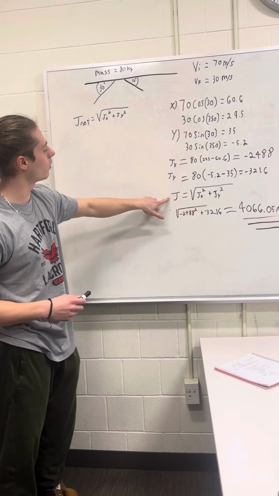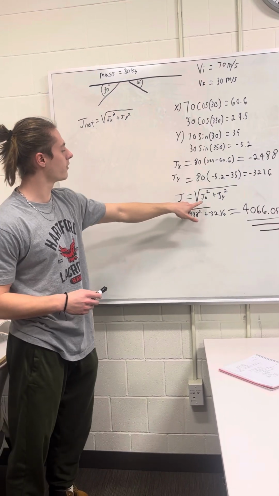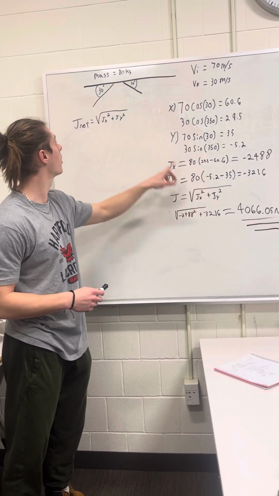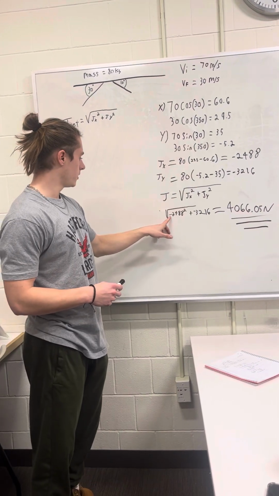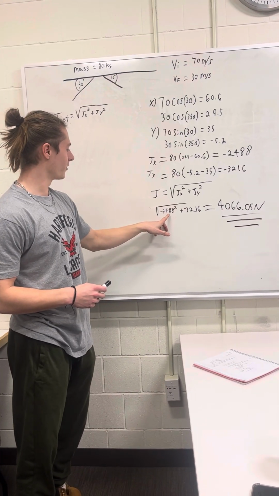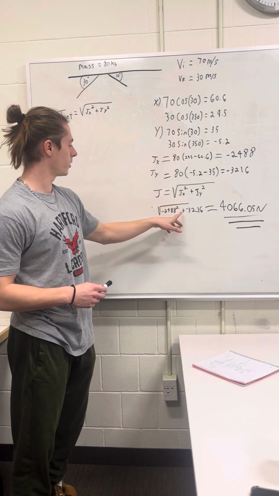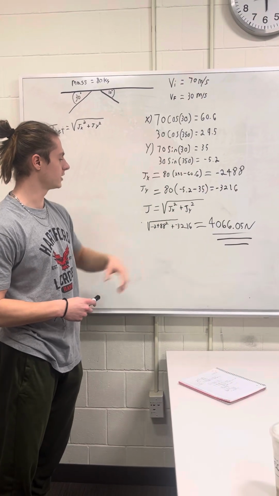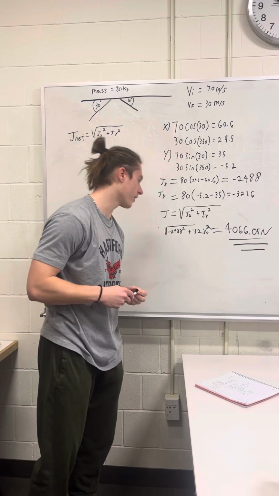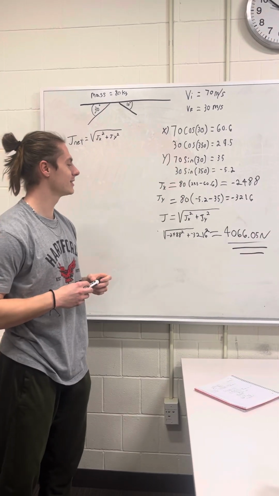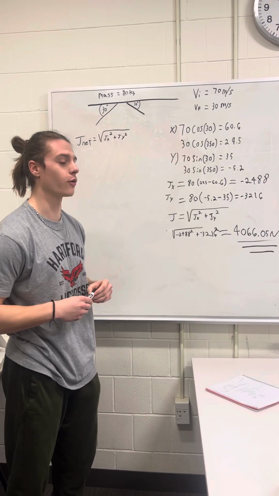Now bringing it back to our original equation, by plugging everything in here from all of our given components and everything that we multiplied, negative 2,488 squared plus 3,216 squared comes out to 4,066.05 newtons for our net impulse.